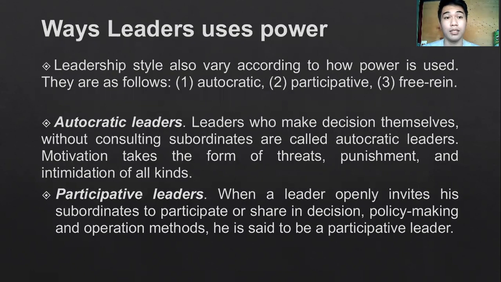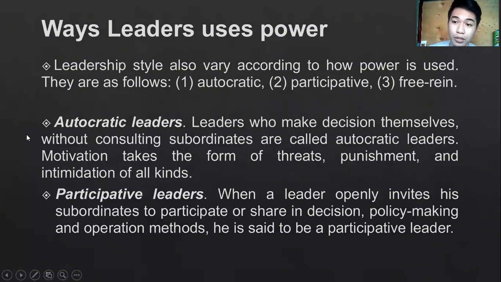So the next is ways leaders use power. Leadership styles also vary according to how power is used. They are as follows. Number one, autocratic. Second, participative. And third, free reign. So the first one is autocratic leaders.